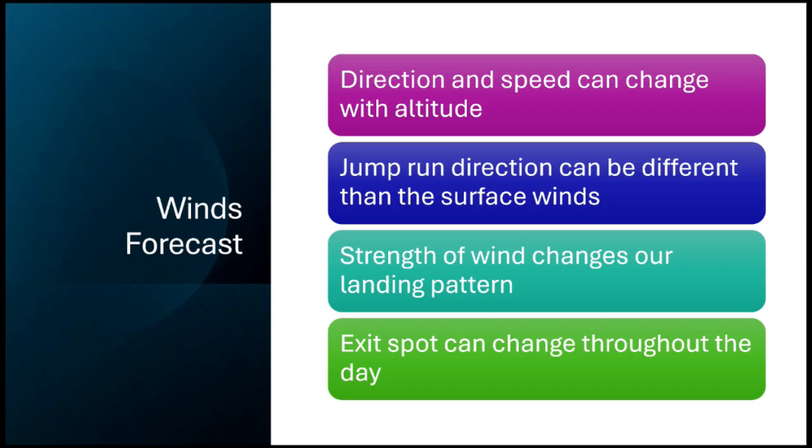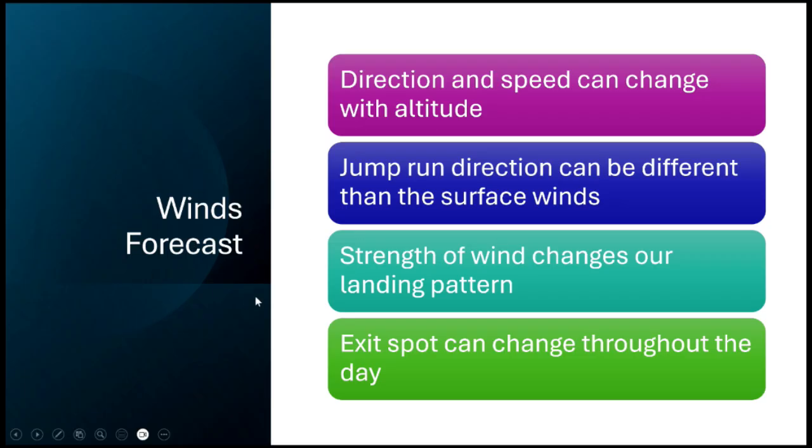So if you've ever wondered why the surface winds were from the east, but my jump run was headed west, because typically we like to run, jump, run into the wind. Well, that's why, because maybe the winds aloft are doing something incredibly different than winds on the ground.